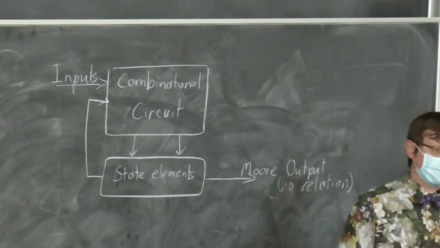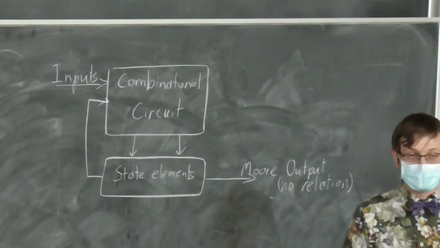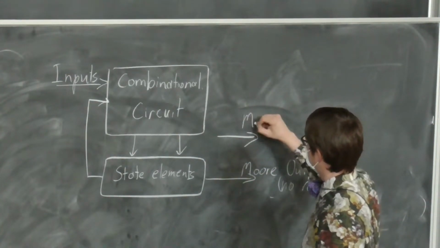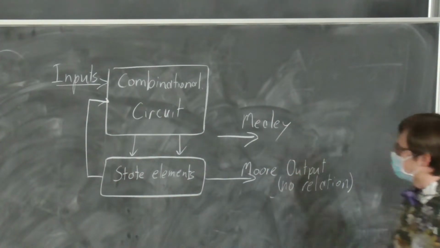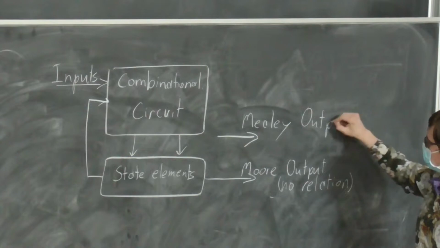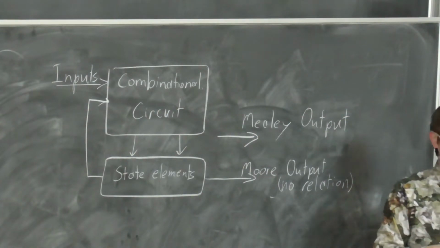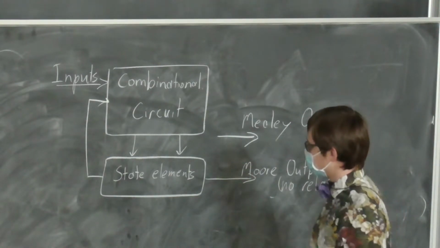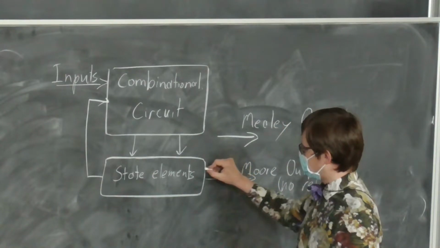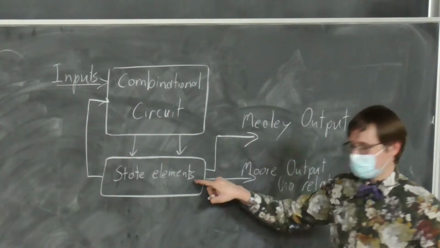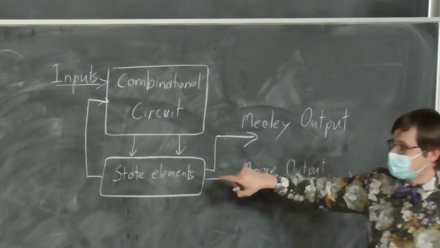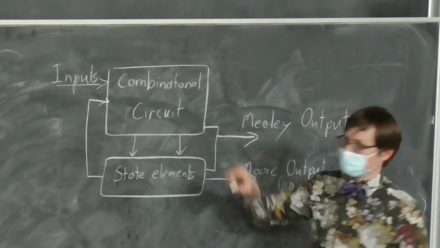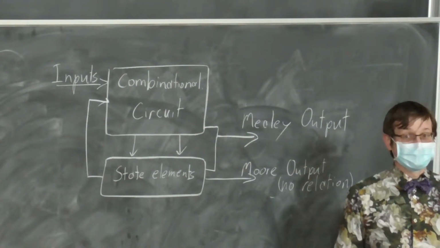The alternative style to this is called Mealy. That's Mealy output. So you have one or the other, not both, but I'm putting both on this diagram to show where they both come from. So in Mealy outputs, you are deriving things both from the state elements as well as from the results of combinational circuitry, right?